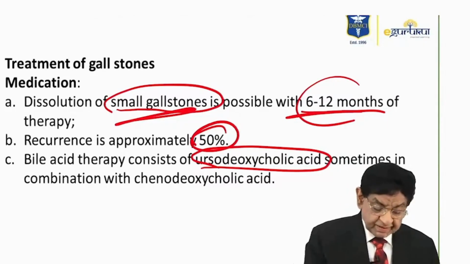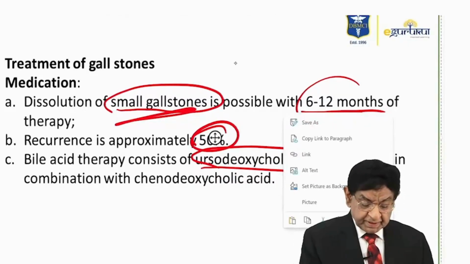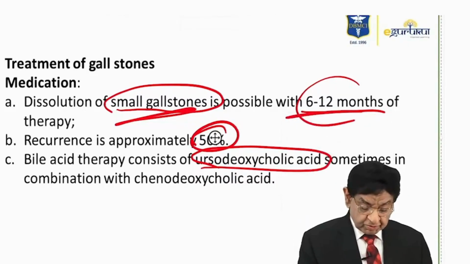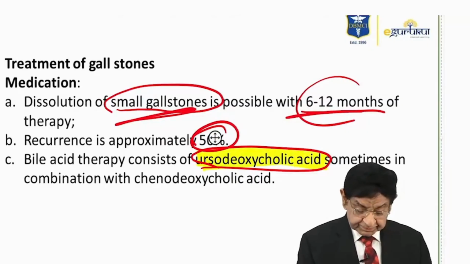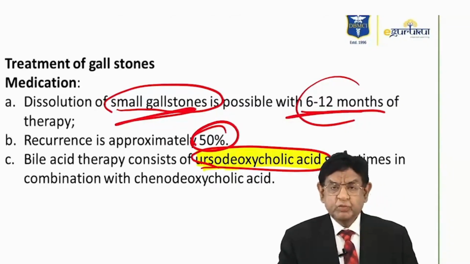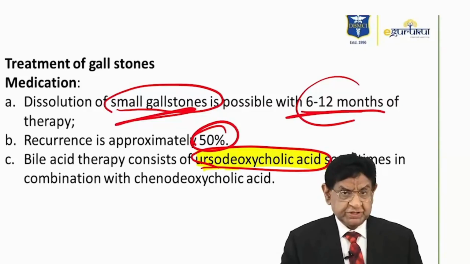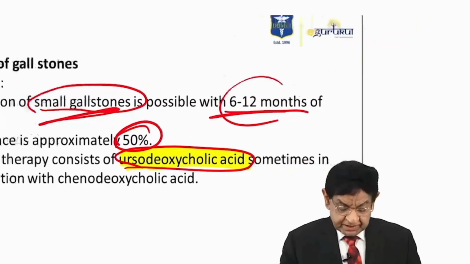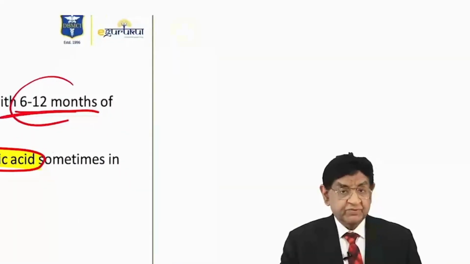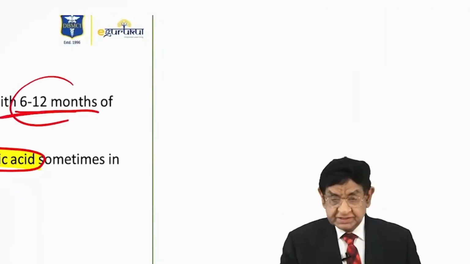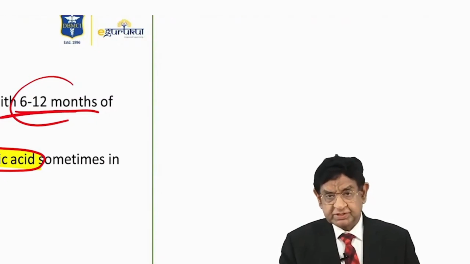So the only keyword you have to remember is ursodeoxycholic acid. Well, I have a question only for the students. Tell me in which other disease we have used this ursodeoxycholic acid. Quickly write down the answer in your copy. In which other disease have we used this ursodeoxycholic acid?